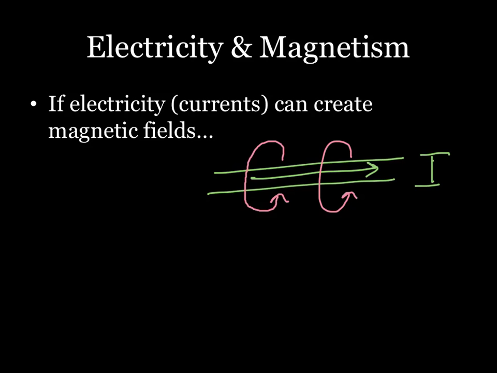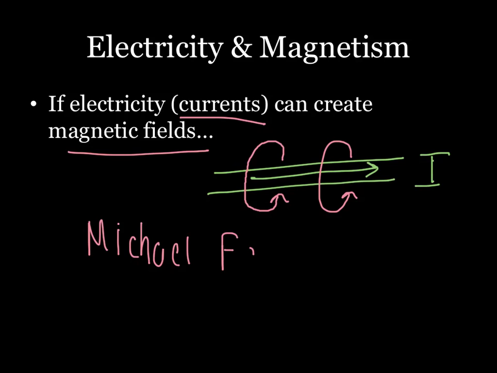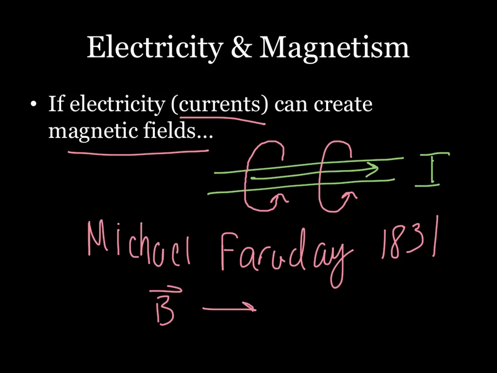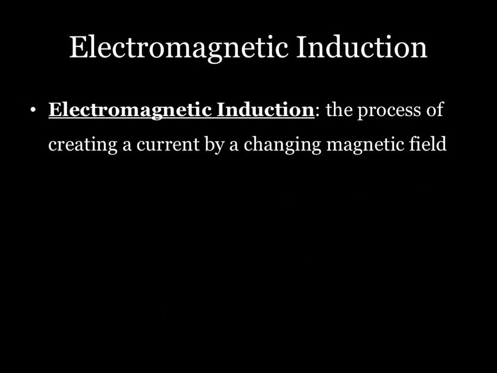So based on this idea, currents creating magnetic fields, a dude named Michael Faraday in the year 1831 decided that if magnetic fields can be created from currents, then why can't currents be created from magnetic fields? This whole idea is called electromagnetic induction. Our definition of electromagnetic induction is the process of creating a current by changing a magnetic field.